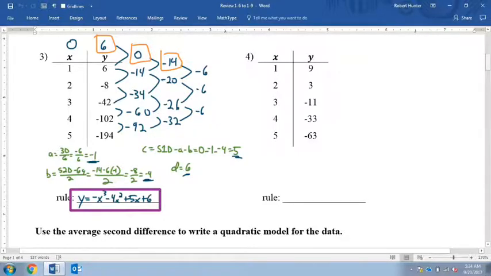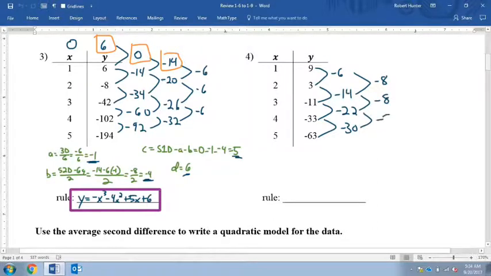Same idea. Start subtracting. 3 minus 9 is negative 6. Negative 11 minus 3 is negative 14. Negative 33 minus negative 11 is negative 22. Negative 63 minus negative 33 is negative 30. Okay, so it's not linear. Negative 14 minus negative 6 is negative 8. Negative 22 minus negative 14 is also negative 8. And negative 30 minus negative 22 is also negative 8. So that's your second difference.